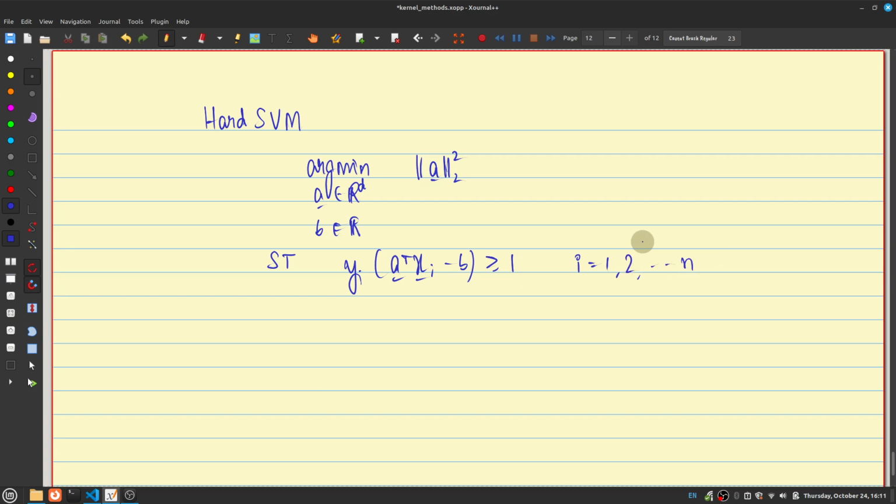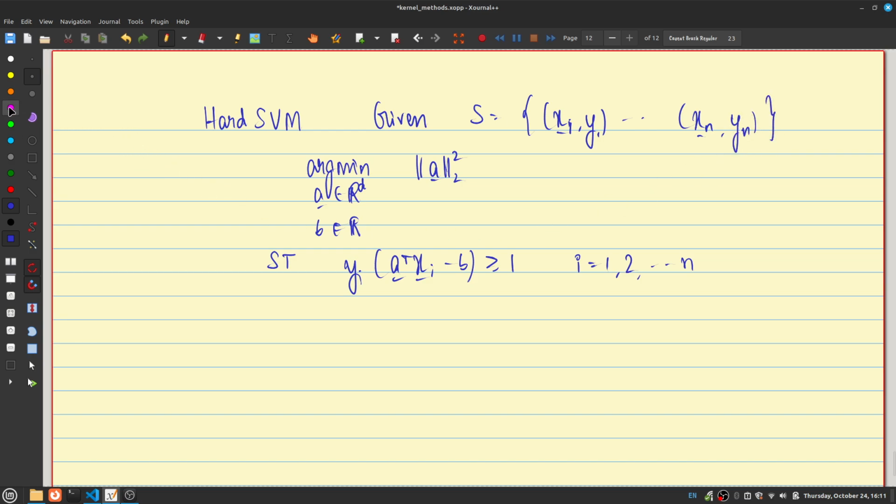So we have n training points, so basically we are given a training set which is (x_1, y_1) up to (x_n, y_n), where each x_i is a point in d-dimensional space, and each y_i is in plus or minus 1. We're labeling them plus 1 and minus 1. So the hard SVM problem essentially corresponds to this nice convex optimization problem.